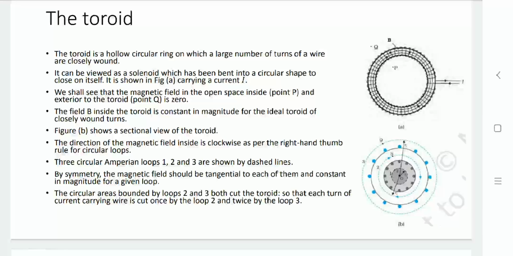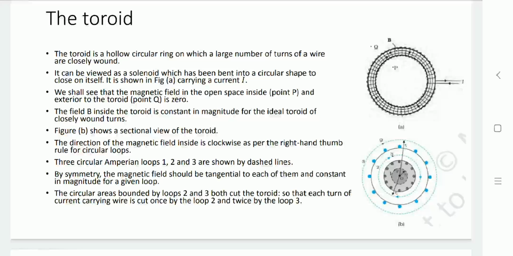In the solenoid we took a straight portion where the magnetic field is present in between. Now we are taking that solenoid portion in a circular shape, carrying a current I. So the magnetic field in the open space inside of that circle at point P, and outside of that circle at point Q, is 0. Magnetic field is present inside the toroid only, with constant magnitude, as closely circular windings are available.